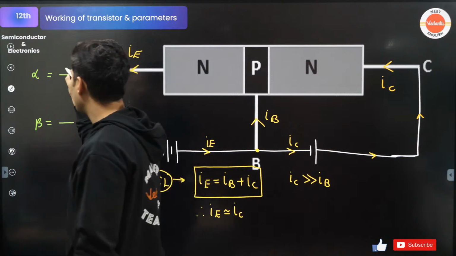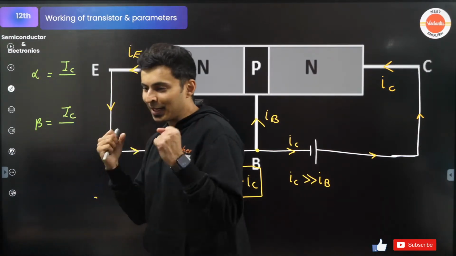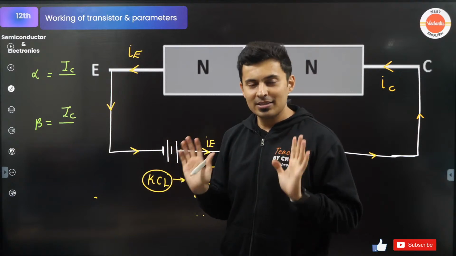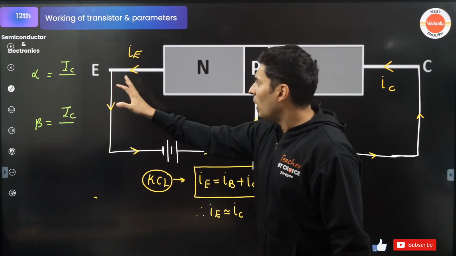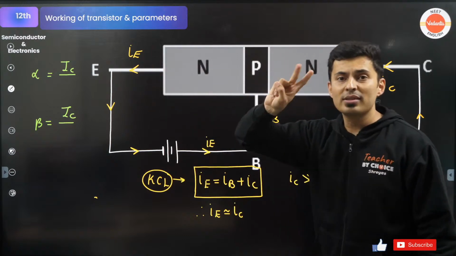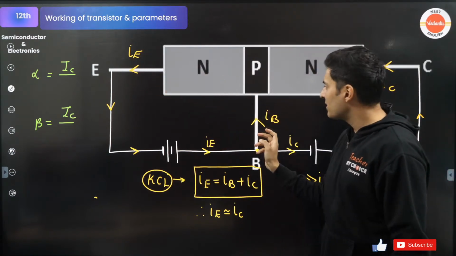So where will you put the collector? Collector current, you are going to put it on the top. Simple, very nice. Now collector is done. Only two symbols are remaining: emitter and base.